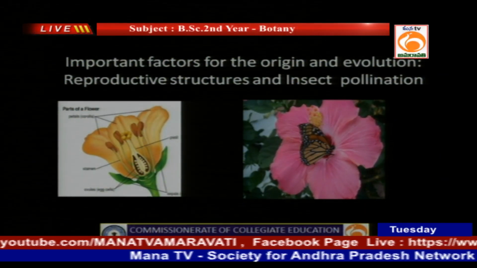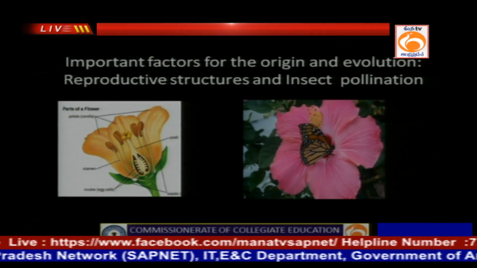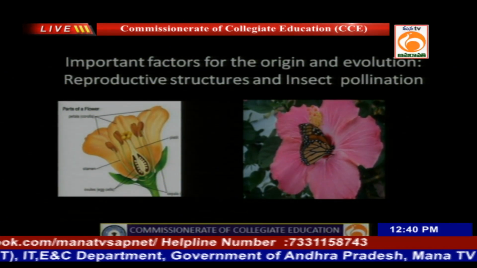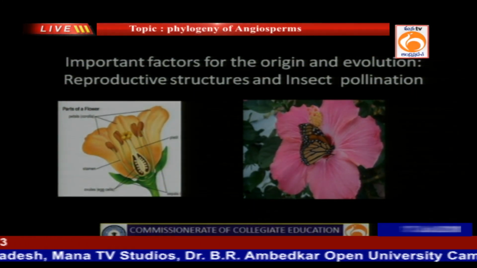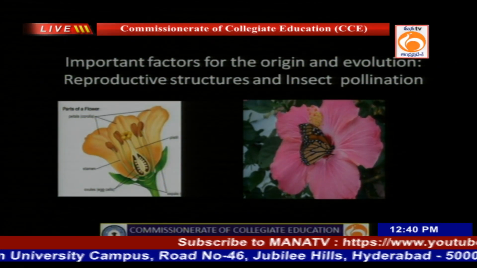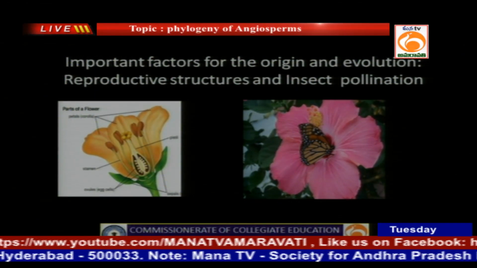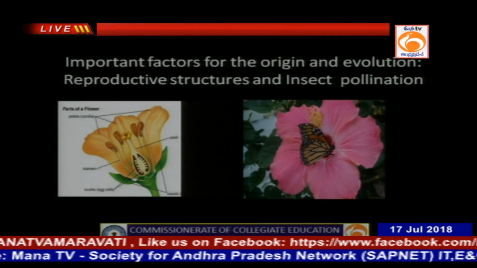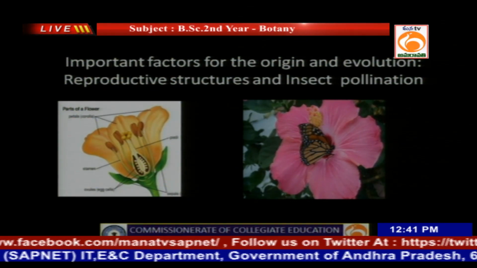Next, the important question: what could make the angiosperms differ from the gymnosperms? All the paleontologists considered that there are two important factors. One is the flower, which we already discussed. In gymnosperms the flower is lacking; there are microsporophylls and megasporophylls arranged in the form of cones. The other important aspect is the type of pollination: insect pollination in angiosperms, whereas in gymnosperms there is wind pollination.